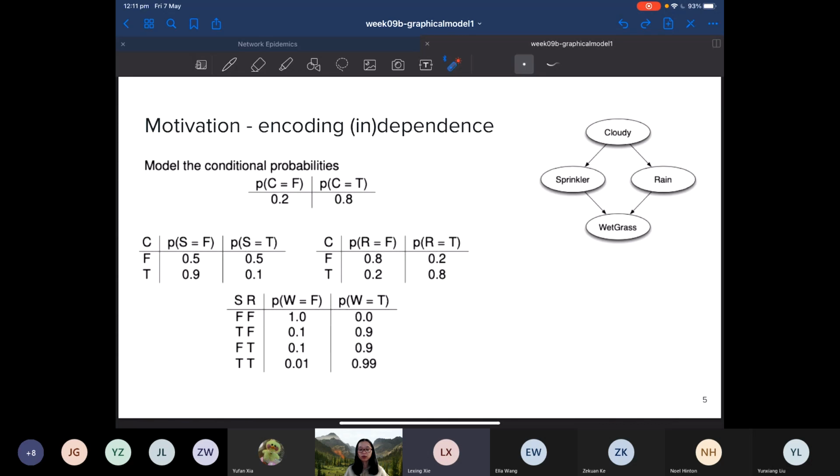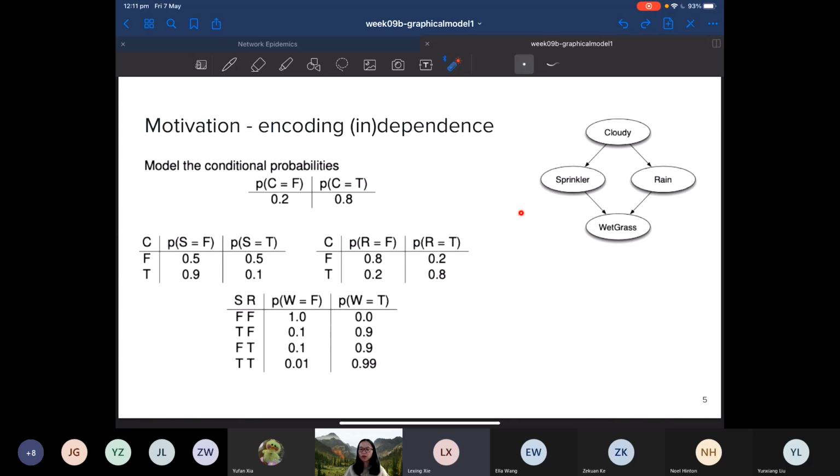Same goes with raining. So when it is cloudy, the probability of rain is 0.8. When it is not cloudy, the probability of raining is still 0.2. It's also been seen raining in perfectly bright sunlight. So weird things happen. And then in terms of whether we observe the grass is wet.